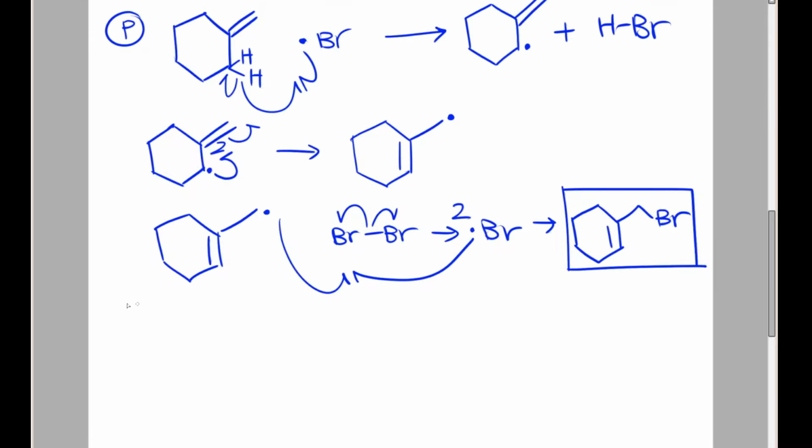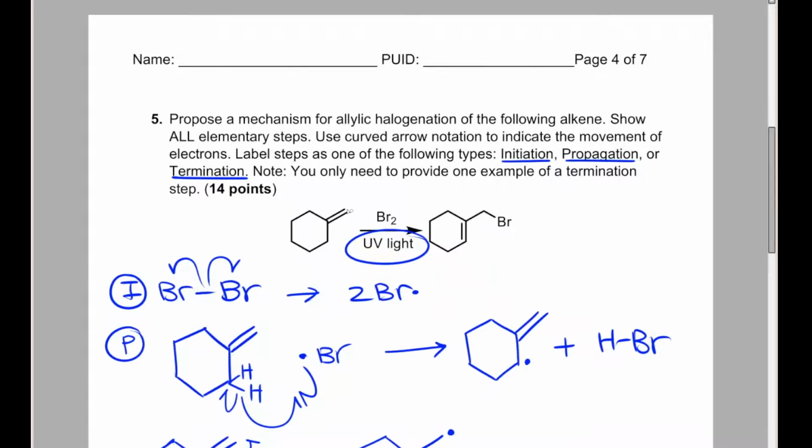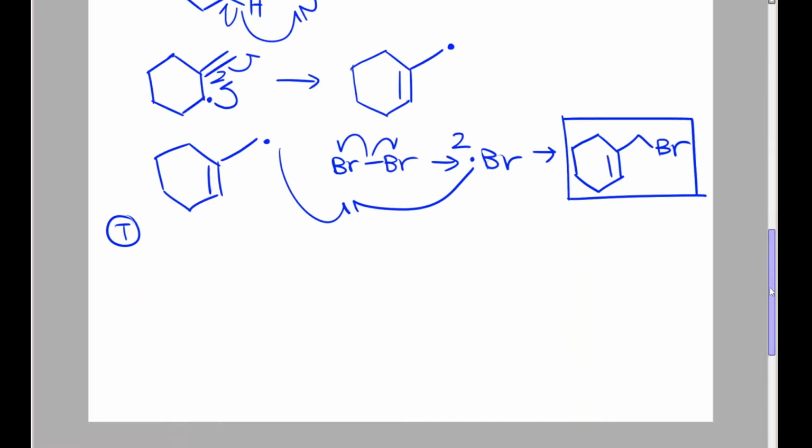There are also multiple other products that you can get, even though in this problem it only says you have to provide one example. I'm going to show all of them just so it's more clear. So the first product that could result from this termination is two of these bromine radicals coming together and just reforming dibromide.